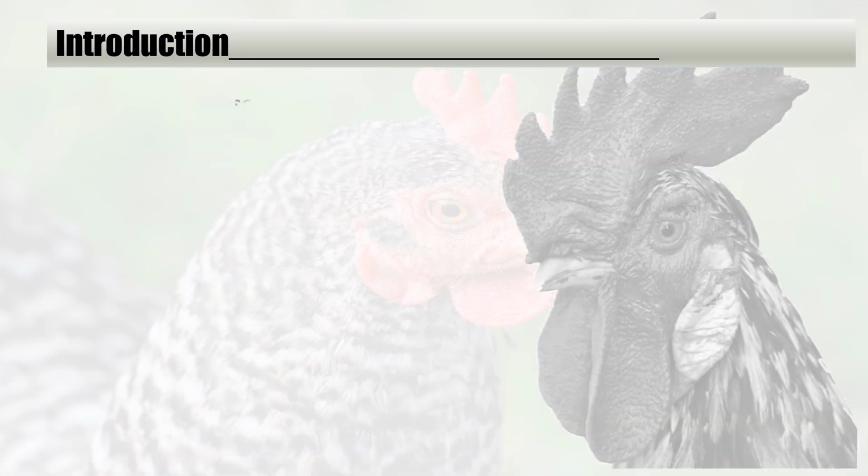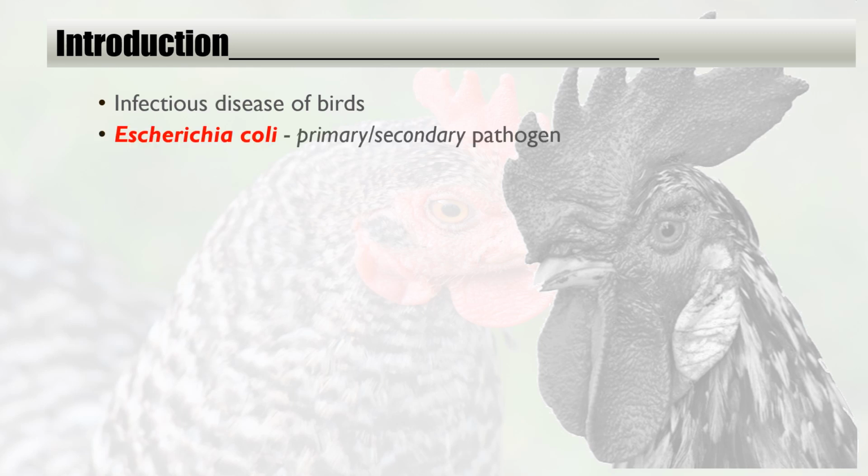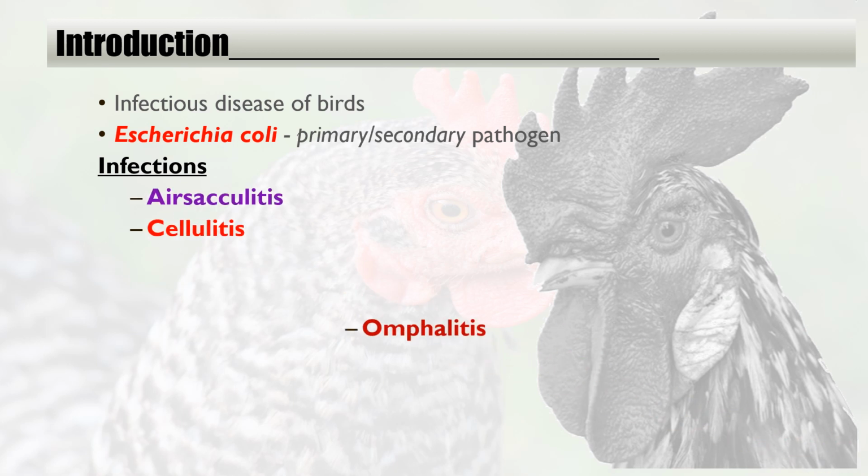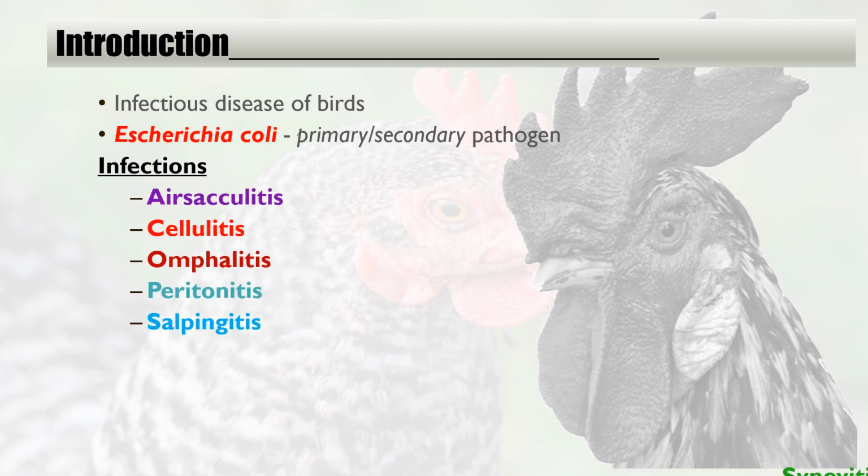Avian colibacillosis is an infectious disease of birds in which Escherichia coli is the primary or secondary pathogen. Infections include omphalitis, cellulitis, peritonitis, salpingitis, synovitis, septicemia and coligranuloma.